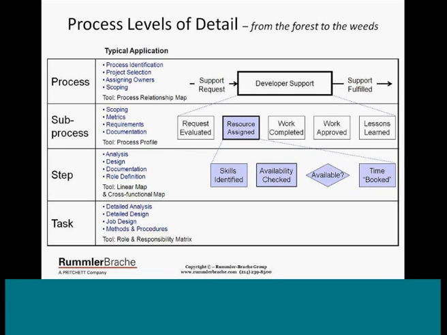And also, this is the level where you begin to see feedback loops and decisions. So you see the diamond symbol in there. This is where most people are operating when they're doing process design work.